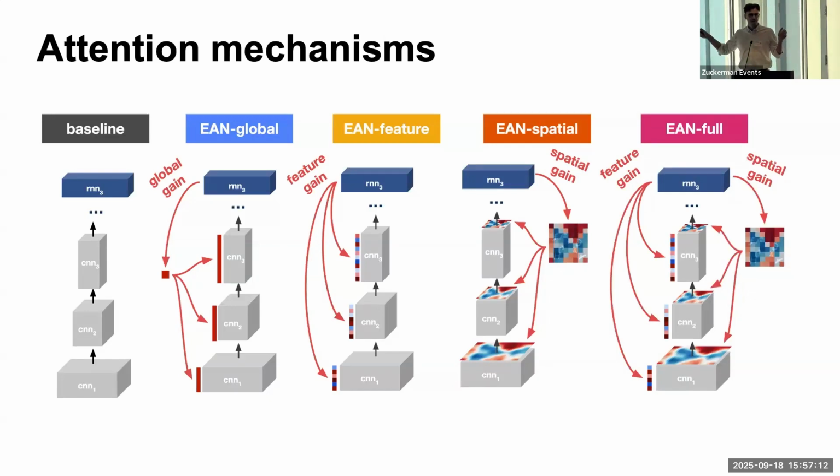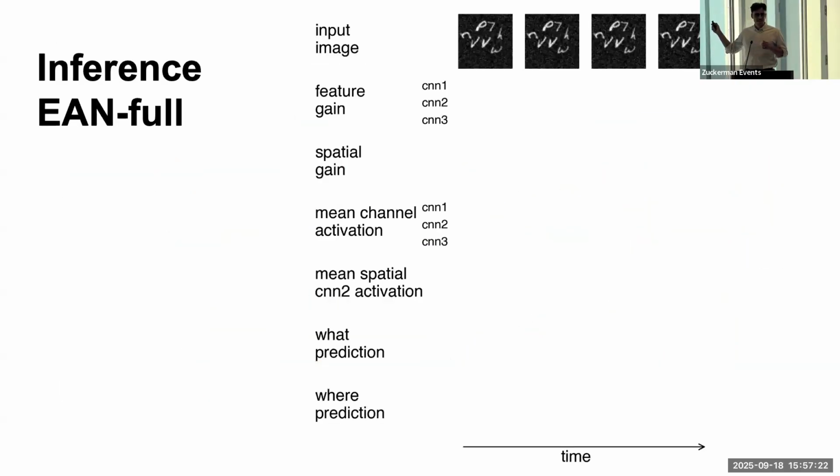So within the same architecture, we can implement these classical notions in cognitive science of attention: temporal attention, feature-based attention, and spatial attention. So here's one inference trial for the full model. We unroll the model for 4 time steps, and we present the same search image to the model on each time step. Here, the target digit is a 7 in the upper right corner.